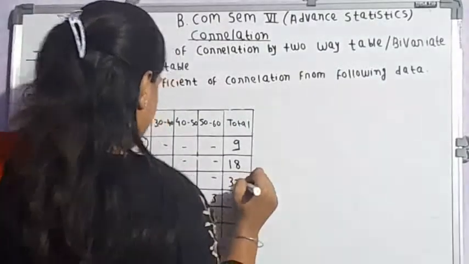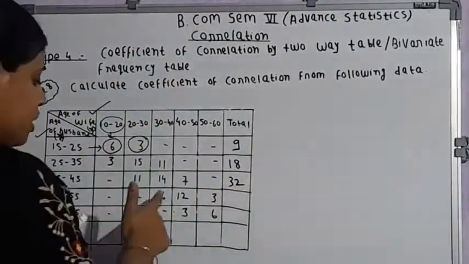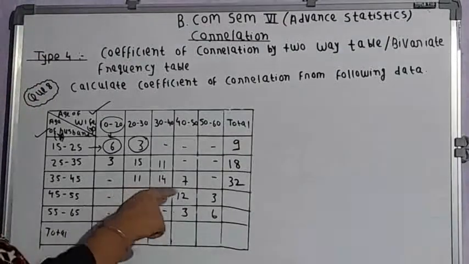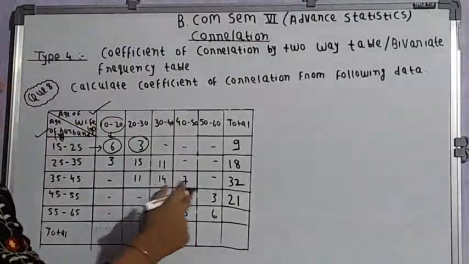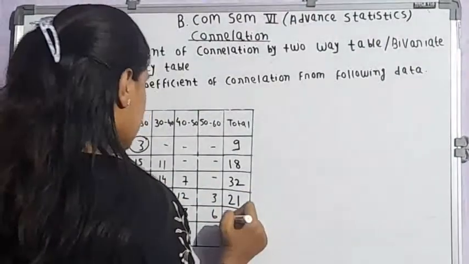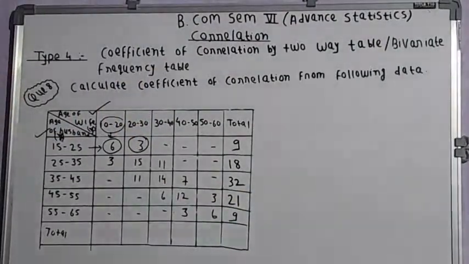Then next we have 6 plus 12 plus 3. 12 plus 6 is 18, 18 plus 3 is 21. So here it will become 21. Then 3 plus 6 is 9. So here we have calculated the number of husbands belonging to different age groups.